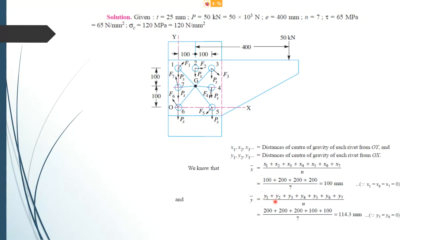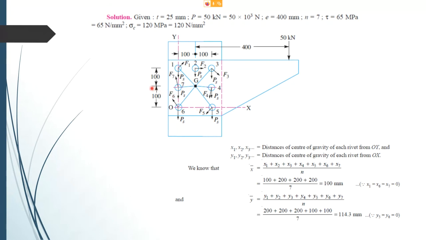Then find out your y1 to y7. From the reference x-axis, y1 should be 200, y2 also 200, y3 should be 200, y4 should be 100, y5 should be 0, y6 should be 0, and y7 should be 100. Putting in all the values and dividing by the number of rivets, that is 7, you get 114.3. That is your y bar.